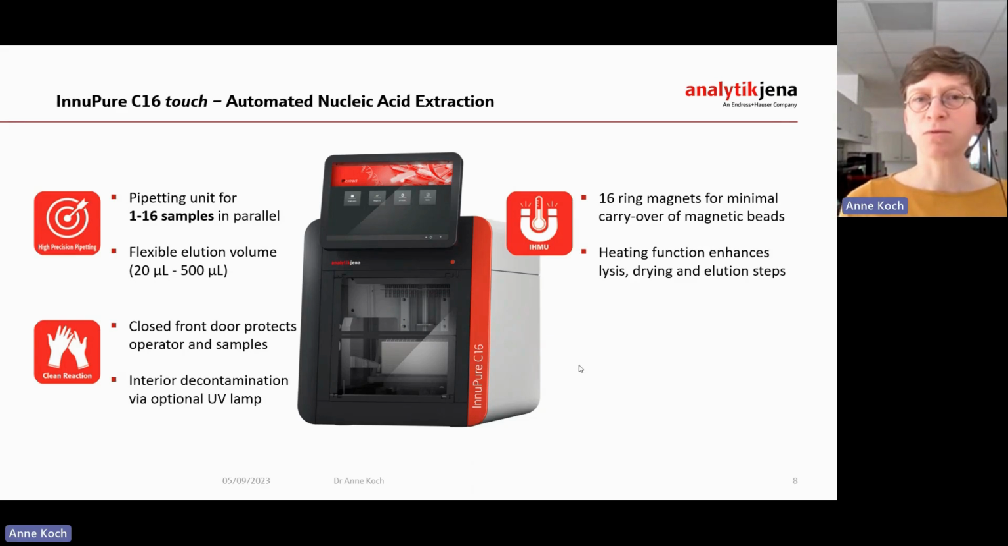The process works very efficiently because we have this heating magnet unit incorporated into the device. So the magnets, of course, are needed when you're working with kits that rely on magnetic beads. And also the heating function included here will make the lysis and drying steps very efficient, of course. And we've even found that the elution from the matrix works much better and you get much higher yield if you also heat up your eluate a little bit.